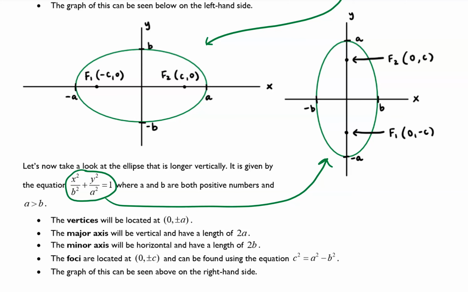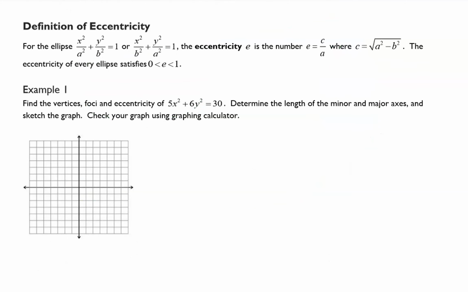Let's go ahead and look at some examples now. Before we jump into example 1, let's quickly define eccentricity. When you have an ellipse, the eccentricity e is the number e equals c divided by a, where c is equal to the square root of a squared minus b squared. The eccentricity of every ellipse satisfies the inequality 0 is less than e, which is less than 1.